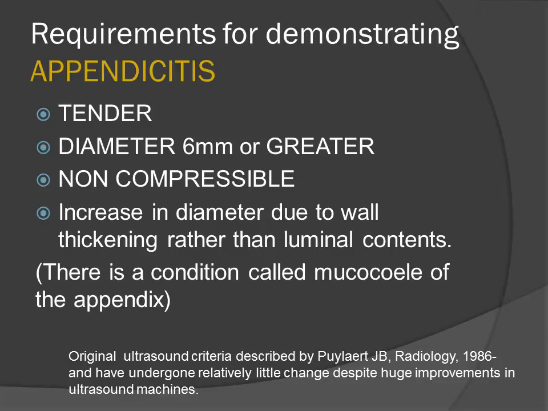It's very important that the structure you're proposing as the appendix is tender. Pilot described the diameter that had to be 6 millimeters or greater from outer wall to outer wall. It should be non-compressible. I would add that the increase in the diameter should be due to wall thickening rather than luminal contents. There is a condition called a mucocele of the appendix which gives a distended appendix but is more compressible and less tender.